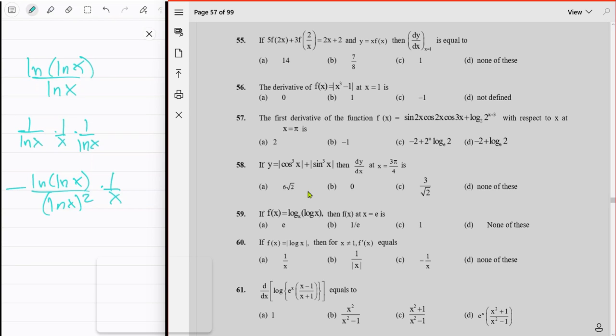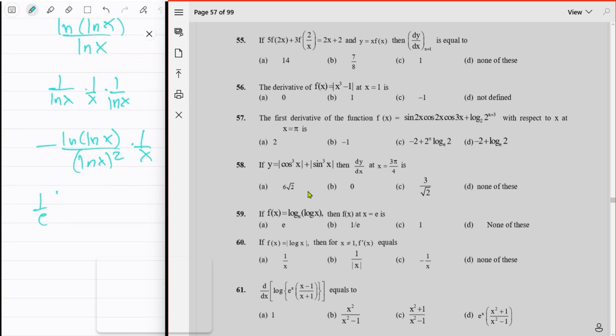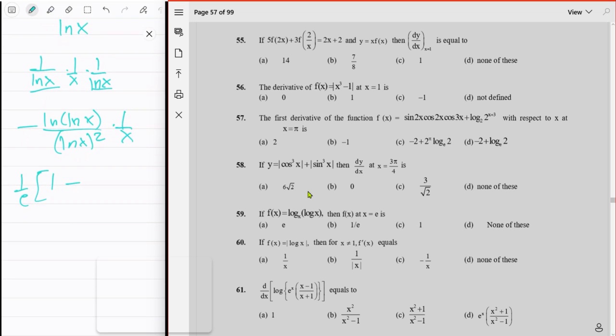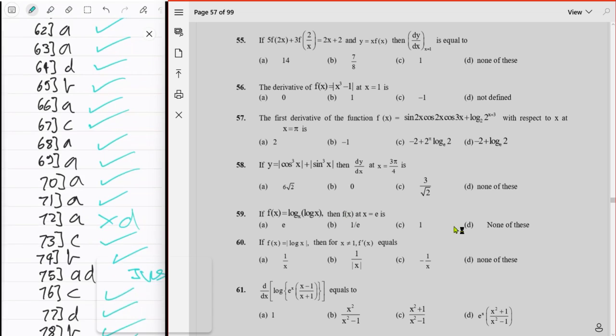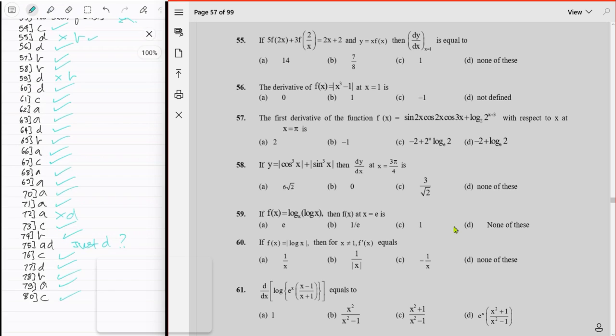So you want this at x equal to what? x equal to e, right? You just have 1 upon e outside, then you got 1 upon, this is just 1, this is also 1, just 1 minus, this is 0 because natural log of 1 is just 0. So yeah, this is the thing. It's just 1 times 1 upon e, which is just 1 upon e. So that's why B would be the answer if this was actually f dash of x. But it's not. So it's none of these. Right. Okay.